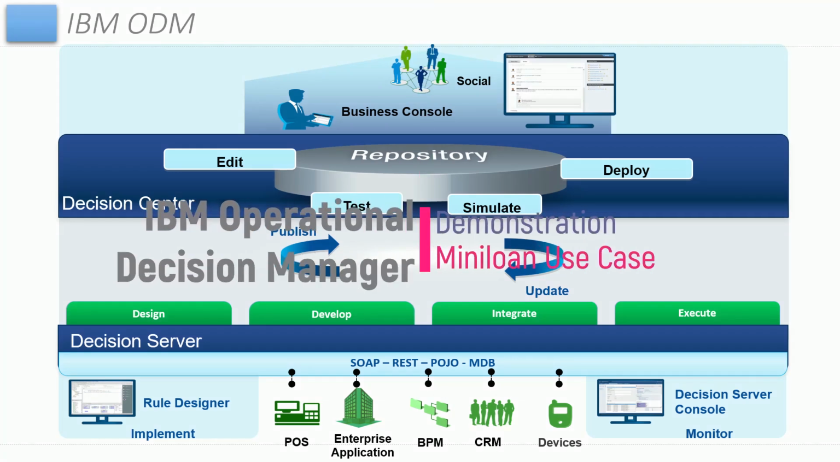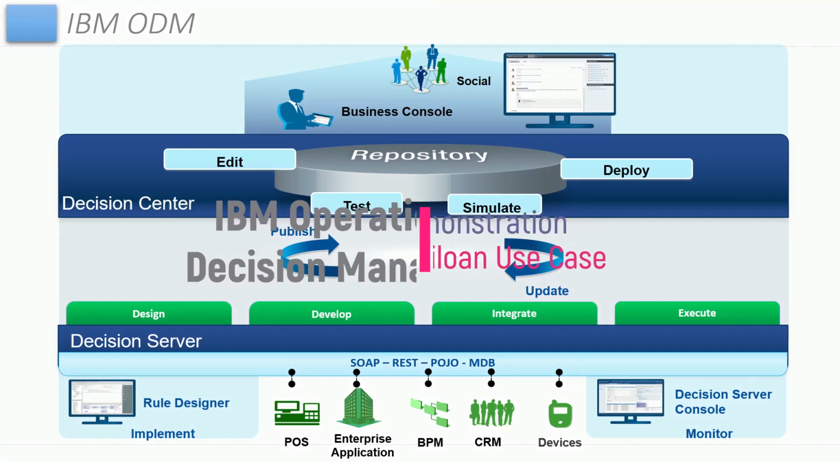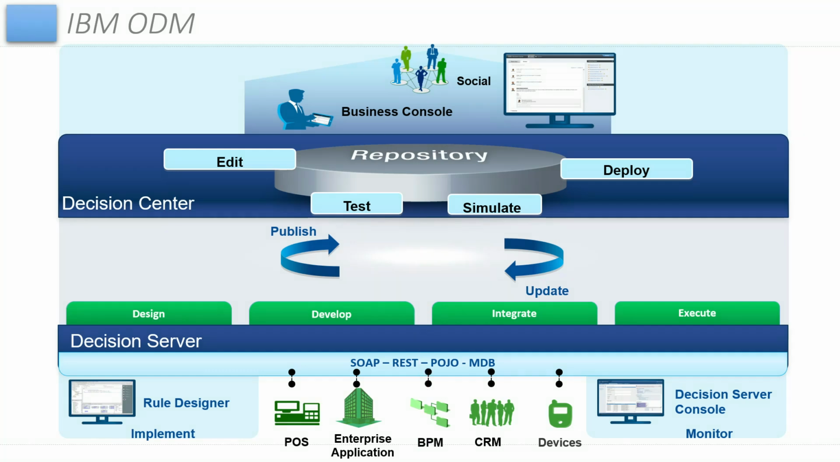Hi, IBM ODM is a business rules management system. ODM stands for Operational Decision Manager. It is made of two packages, Decision Server and Decision Center. Decision Server is aimed for IT people.